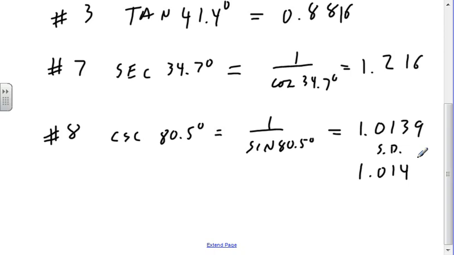So your calculator could be in radians, in which case you'd get a different answer. So 80 radians is some huge amount of degrees, right? Yeah. All right, so where were we?